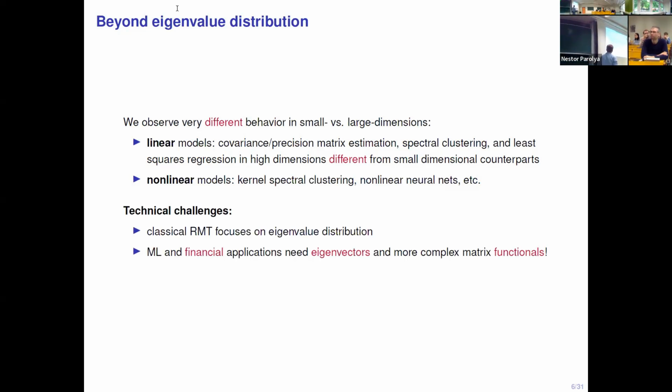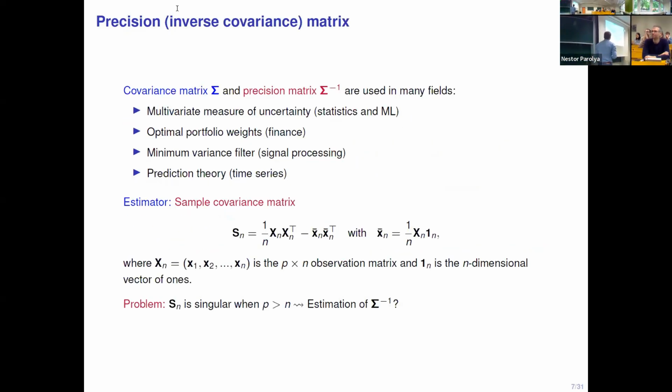The technical challenge is that classical RMT focuses only on eigenvalue distributions, but machine learning and financial applications need the behavior of eigenvectors, so more complex matrix functionals. All right, this is the introduction. Let's go to the topic.